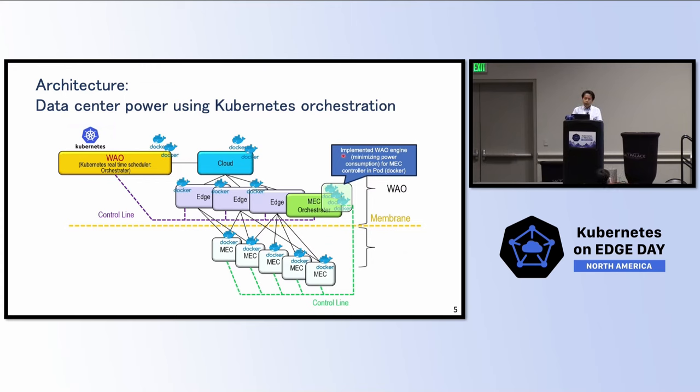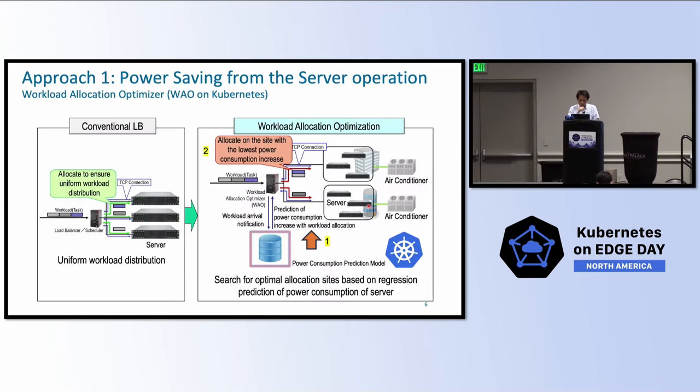So in this topic, we utilize Kubernetes to reduce the data center power consumption. From the high level, the concept is we built the WAO algorithm, which resides on the edge side data center. When there's an incoming workload request from the MEC side, this WAO algorithm will evaluate which edge side will consume less power, and then will move the workload to that edge side. This is a little different from the conventional Kubernetes workload allocation, because that is more focused on performance and workload load balancing approaches.